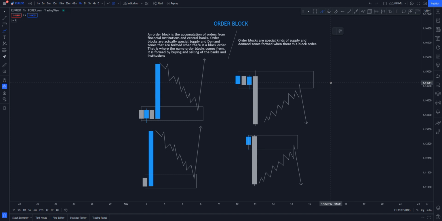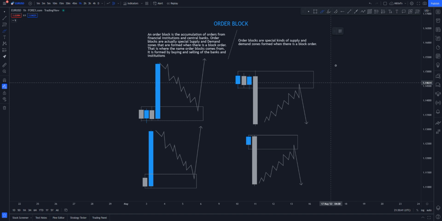What are order blocks? An order block is an accumulation of orders from financial institutions and central banks. Order blocks are special supply and demand zones that are formed when there is a block order. That is where the name order blocks comes from. It is formed by the buying and selling of the banks and institutions.